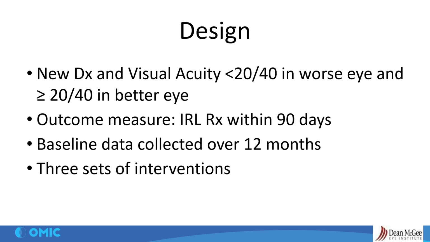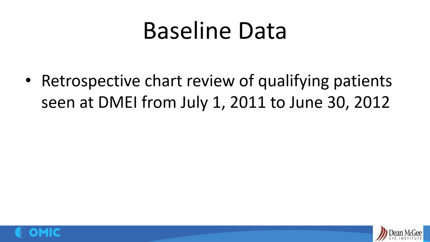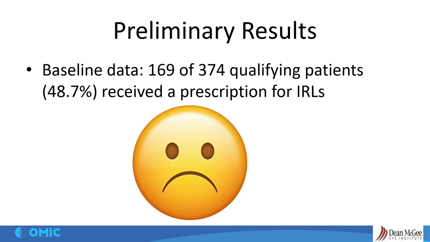So first we needed to know where we were starting from. Although a lot of our doctors thought we were doing pretty well, none of us really had any idea. So we looked at a year's worth of data and eventually did multiple interventions to improve the outcome measure. To start with, we evaluated a cohort of new patients who were functionally monocular seen over a 1-year period of time. To our disappointment, fewer than half of these patients received a prescription for protective eyewear.